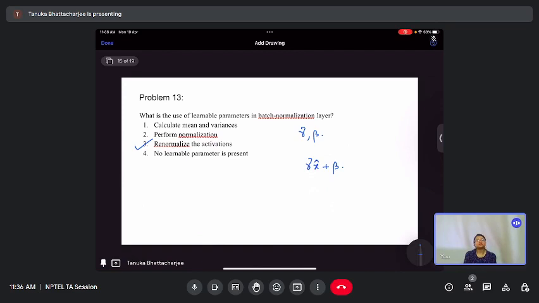So these are the learnable parameters, and their use is to renormalize the activation so that not all data points, all classes collapse to 0 mean unit standard deviation. There should be differentiation between different classes. So that class identity of the data points has to be maintained. That is maintained by using these two parameters, gamma and beta. So it helps in renormalizing the activations.